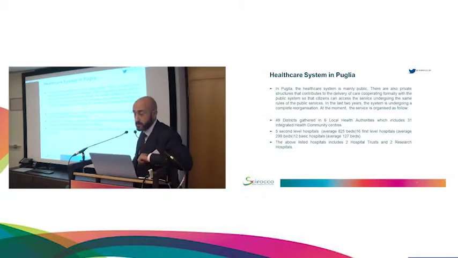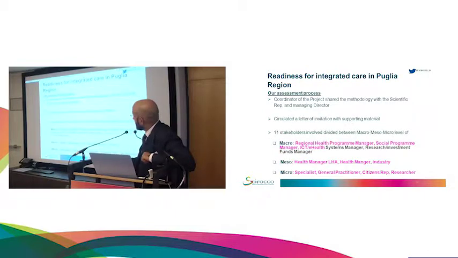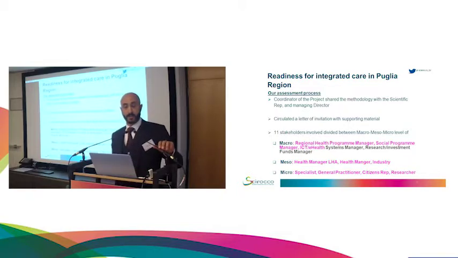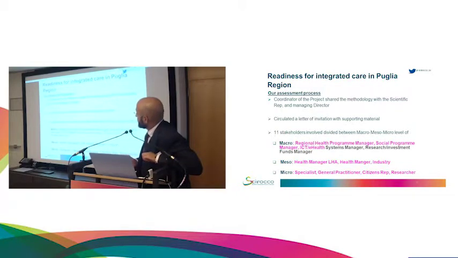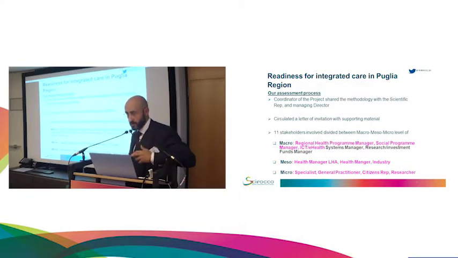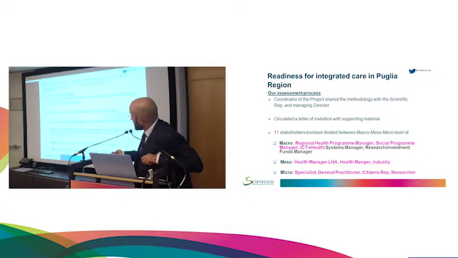The healthcare system is mainly public in the Puglia region. Another thing, besides hospitals, healthcare is provided through 49 health community districts distributed along the 6 local health authorities. In our assessment process, we involved 11 stakeholders distributed along 3 levels: macro, meso, and micro level. I don't want to show you all the spider diagrams, but only 2, the most significant.